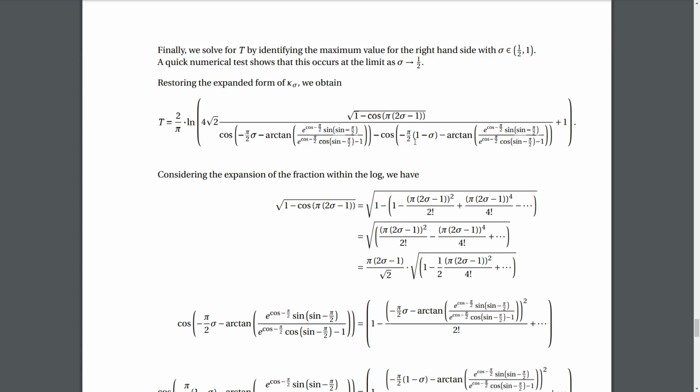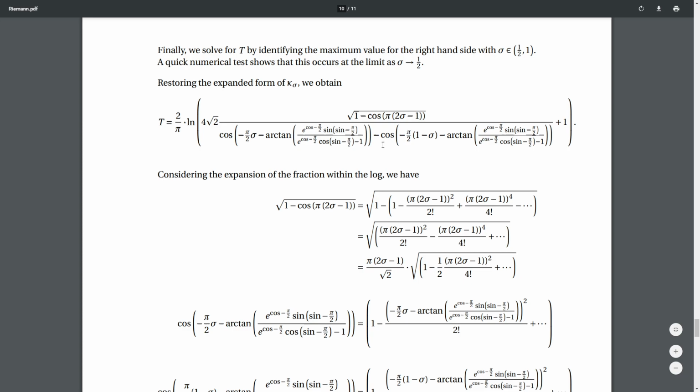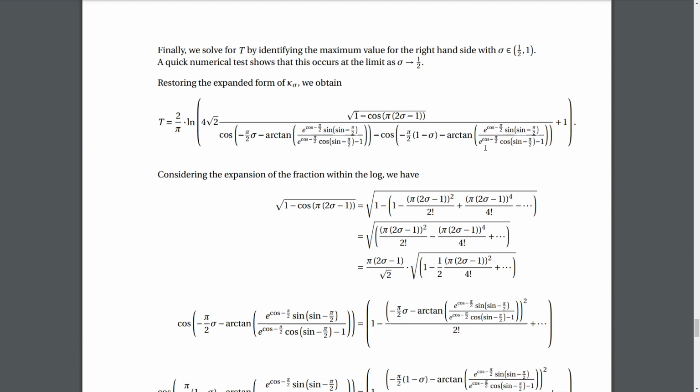And as sigma goes to 1 half, this would be negative pi over 2 times 1 half minus this, which is the same over here. Well, sigma would be 1 half over here, so it'd be negative pi over 2 times 1 half. So then the denominator would also go to 0. So we end up with this point, which we need to establish whether or not it's a zero, a removable singularity, or a pole.